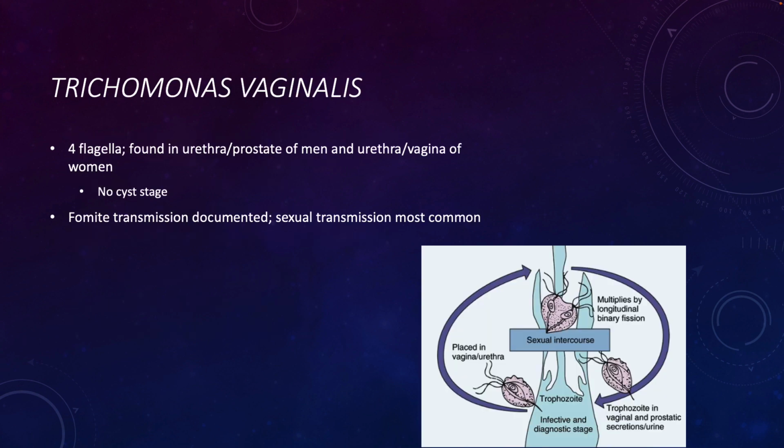Our next flagellate is Trichomonas vaginalis. It has 4 flagella, and as you might imagine from the species name, it can be found in the urethra or vagina of women or the urethra and prostate of men. This parasite is a little bit unique in that it has no cyst stage. It can be transmitted by fomites like a toilet seat. However, it's far more common to see sexual transmission.